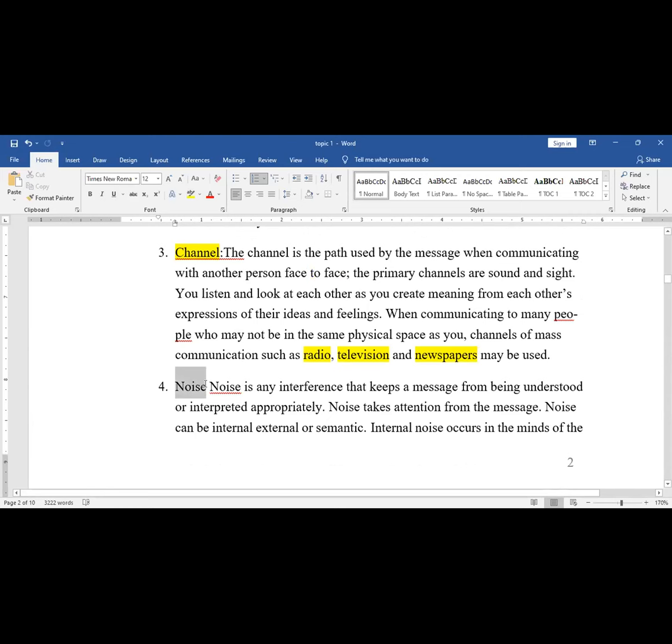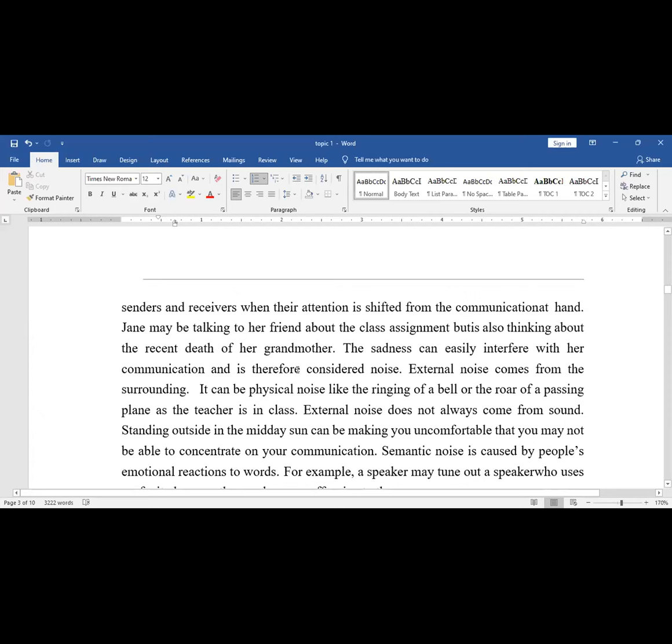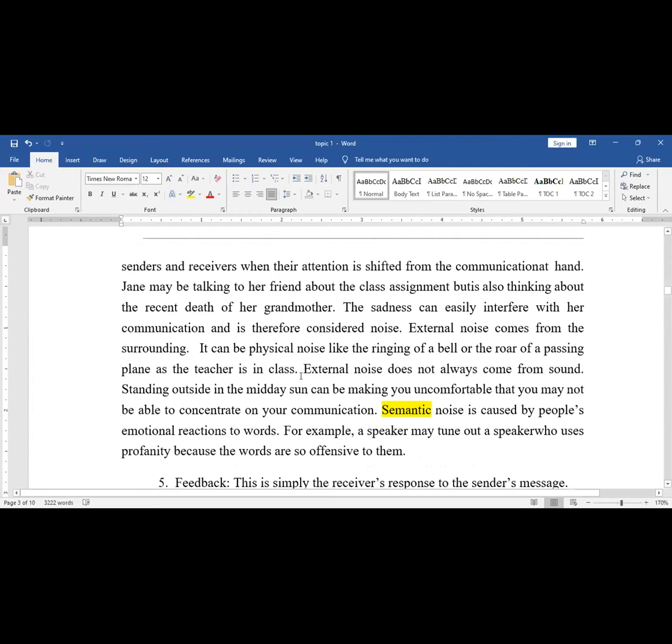Then we have also talked about noise. And we have said that noise is anything that interferes with communication. And we have classified noise as physical noise, mechanical noise, semantic noise. And also, apart from semantic noise, we have also talked about psychological noise. Any question up to that?